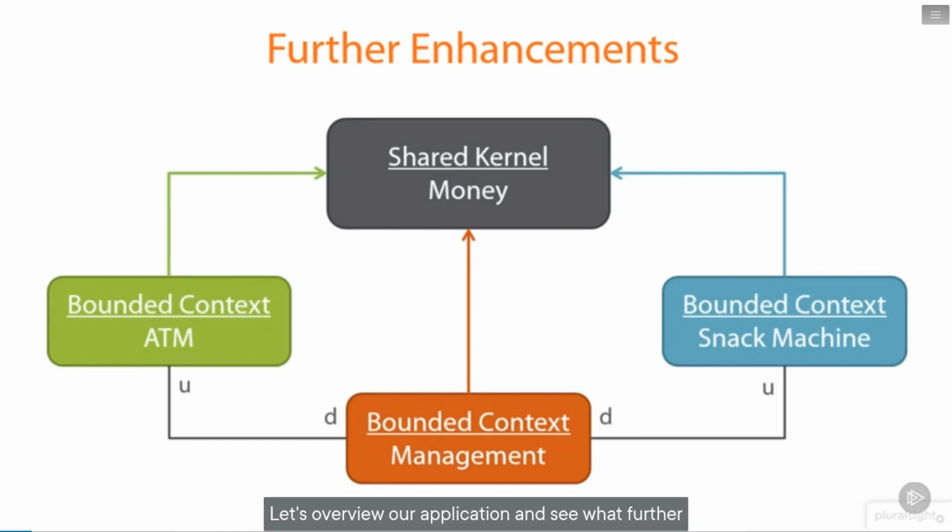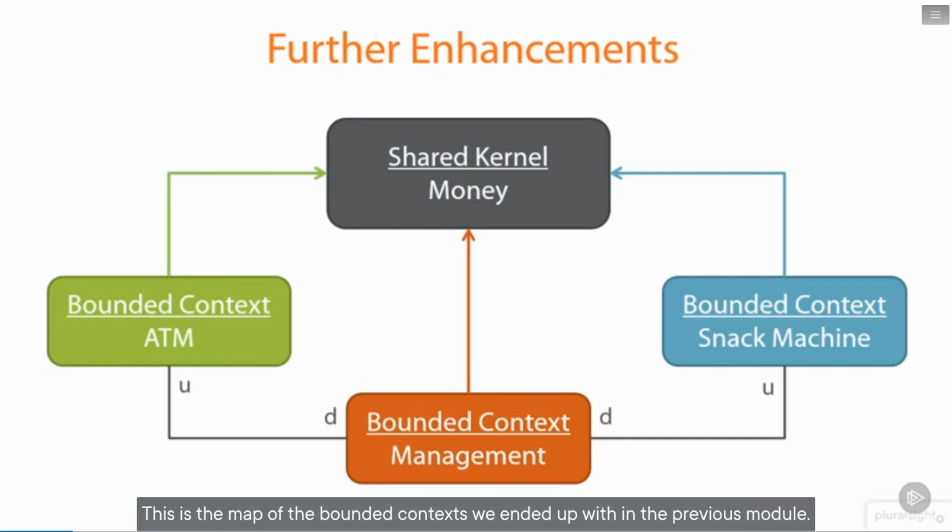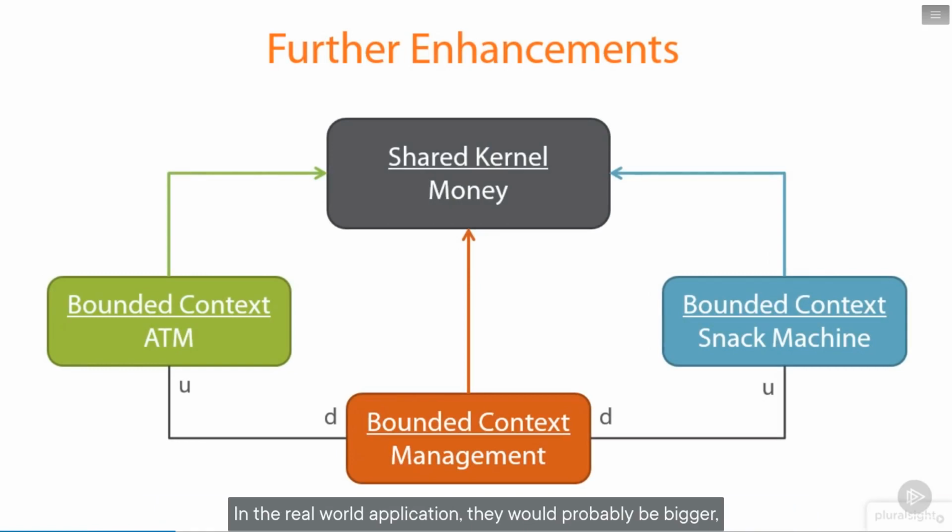Let's overview our application and see what further enhancements it can potentially take in the future. This is the map of the bounded contexts we ended up with in the previous module. Note that they are rather small in a sense that they contain few entities each. In a real-world application, they would probably be bigger because a typical application usually has much more requirements than we covered during this course. One of such requirements could be constructing a snack machine with different parameters, such as various number of slots, product specialization, and so on.